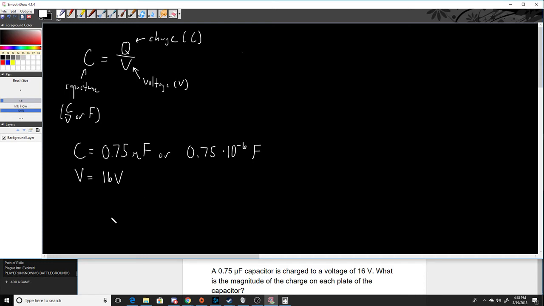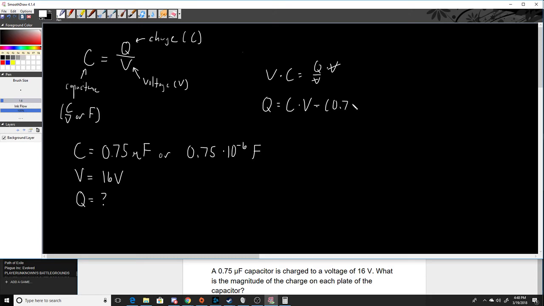What's the magnitude of charge stored on the plates? So we're looking for Q in this case. Well, if I've got C equals Q over V, I need to get Q by itself because that's what I'm looking for. So some basic algebra tells me multiply both sides times V. That's going to cancel that. The charge is equal to the capacitance times the voltage. So in this case, I just need to plug these numbers in.